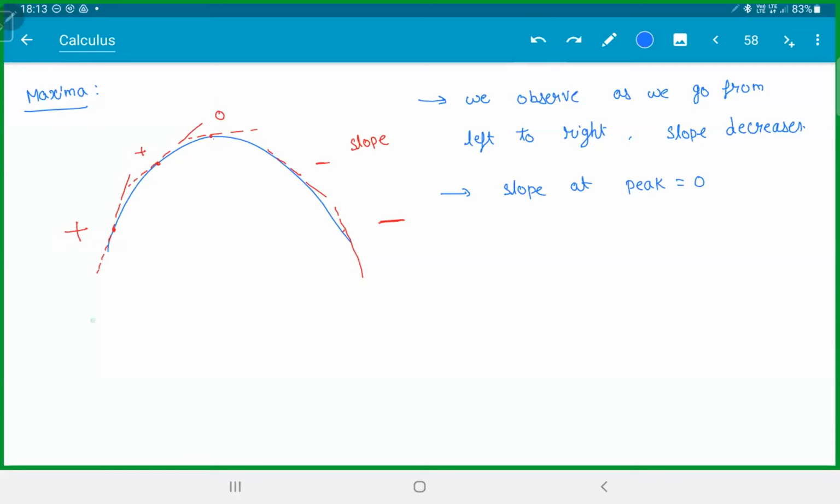And here, if you see the change in slope, that is final minus initial, it is always negative. So we get 2 conditions here. Whenever you want to find a maxima, don't worry, we'll do a lot of applications on this. Condition 1: the slope at that point, which is dy by dx, should be 0. That is condition 1.